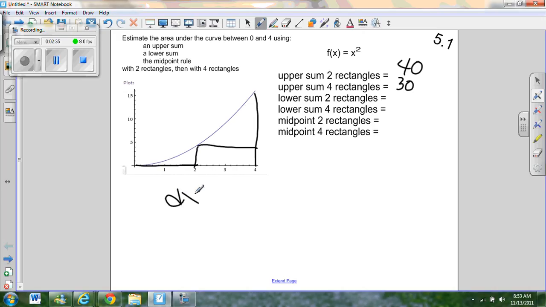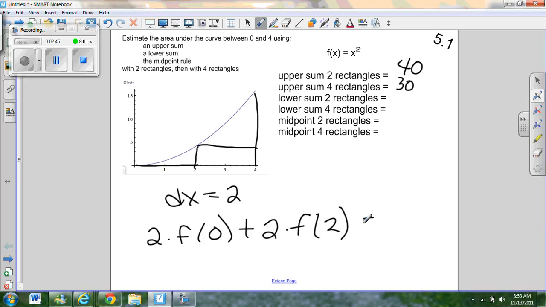So our dx is going to be going back to 2 because we split it up in intervals of 2. And we're going to have 2 times f of 0 plus 2 times f of 2, which is 0 plus 2 times 2 squared, which is 4, 8. So our estimate is 8.